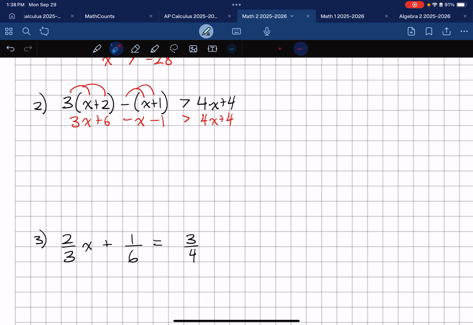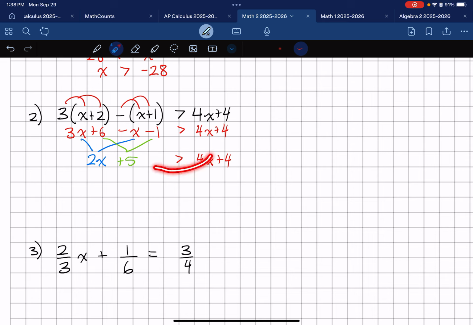Next, I'm going to combine my like terms. I see a 3x and a negative x, which combine into, maybe I'll annotate this and say these two come down into a 2x, and then I'll annotate the 6 and the negative 1 come down into a positive 5. This is still all greater than 4x plus 4. And then from here, we need to choose what side we want our variables on. Let's go ahead and move them all to the left-hand side now and explain a different rule.